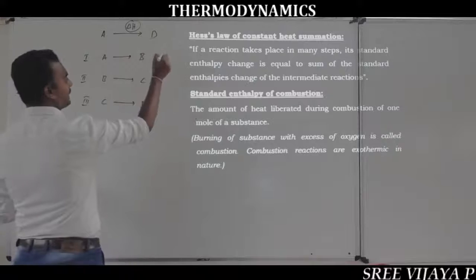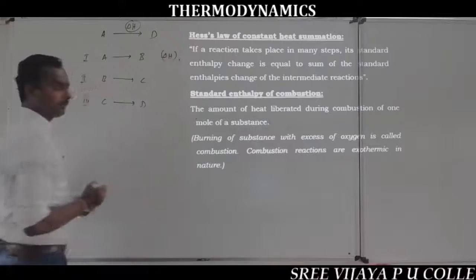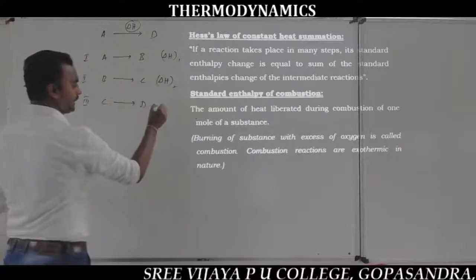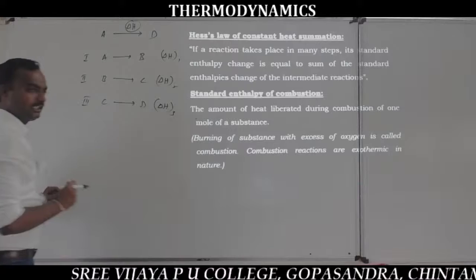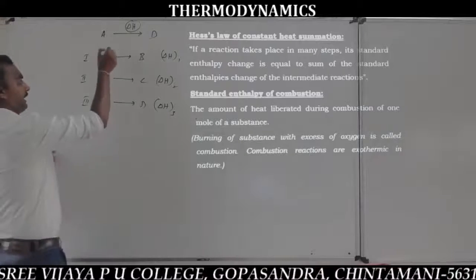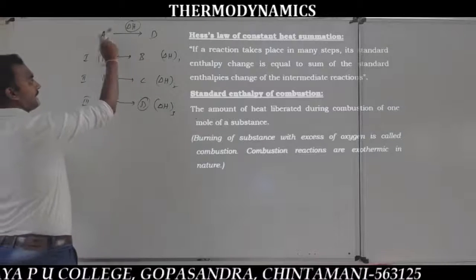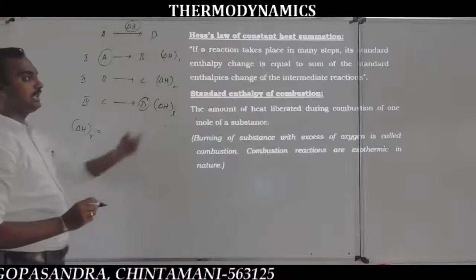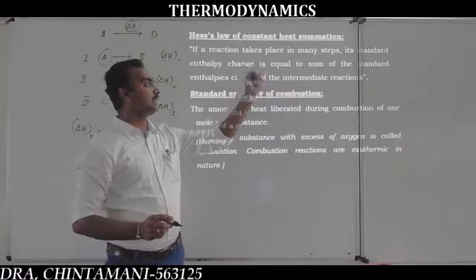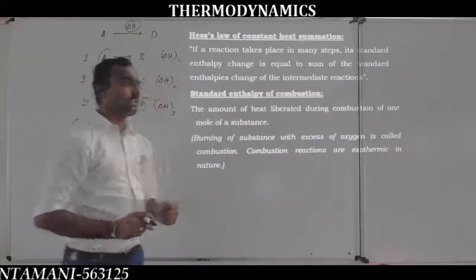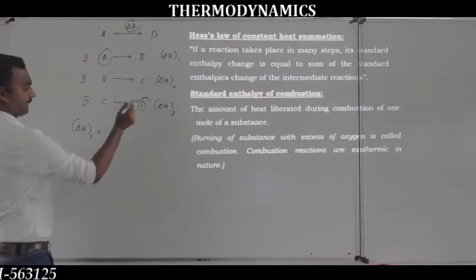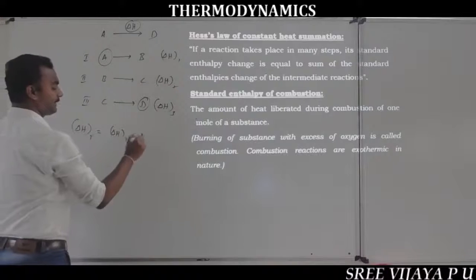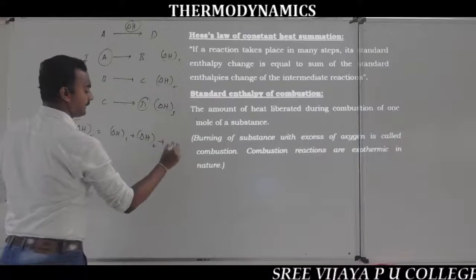For A to B, delta H1 under standard conditions, that is the change in enthalpy, is for the first intermediate reaction. The second one is delta H2 under standard conditions, and the third one I am going to take as delta H3. So now the overall reaction A to D, we need to calculate delta H. That is, delta H of the overall reaction is equal to, as we said, the standard enthalpy change for a reaction that takes place in many steps is equal to the sum of the standard enthalpy changes of the intermediate reactions: delta H1 plus delta H2 plus delta H3.